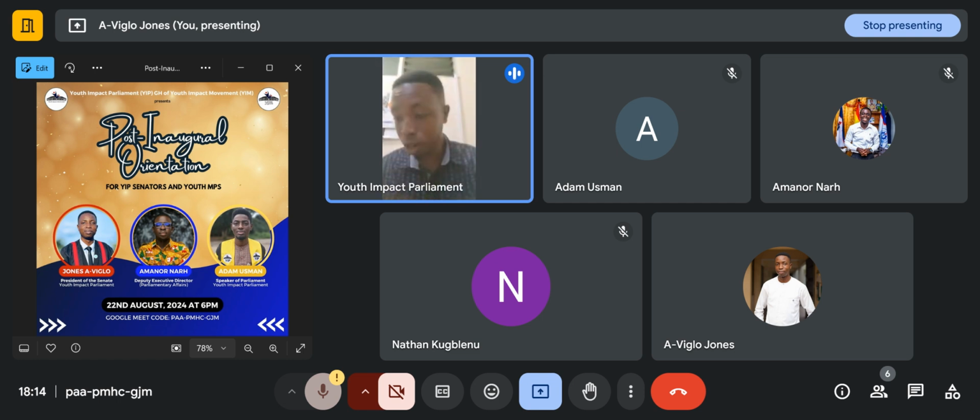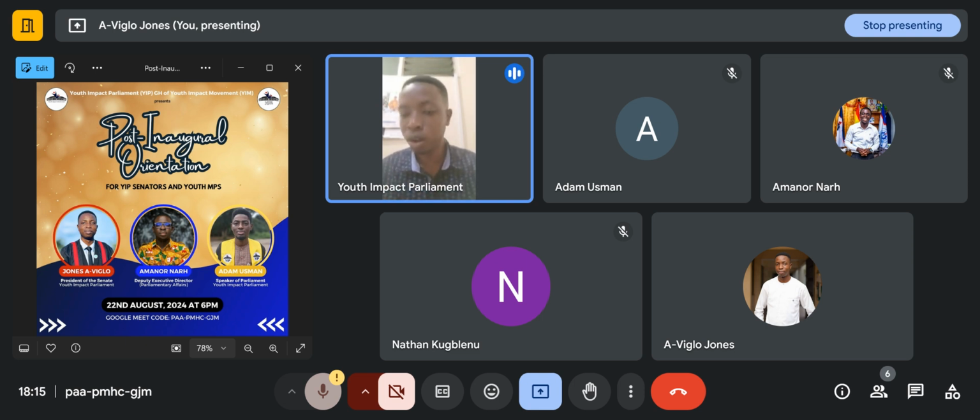So, honorable members and senators, today's orientation is a joint orientation because after the Senate was inaugurated in March, they haven't sat again. They only had a pre-inaugural orientation. So we are having their post-inaugural orientation joint with the orientation of the Parliament. Last month, the fourth Parliament applicants had a pre-inaugural orientation, and today as well, we are having their post-inaugural orientation.